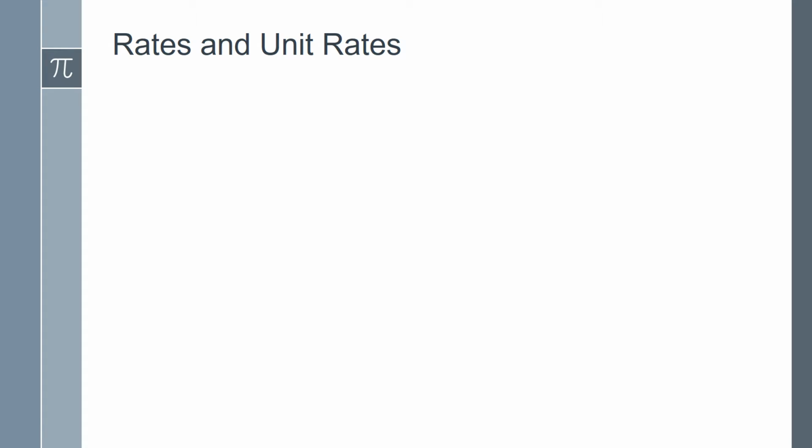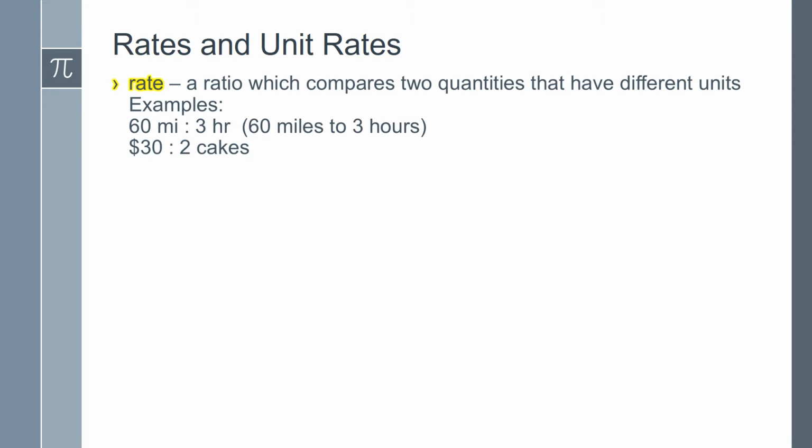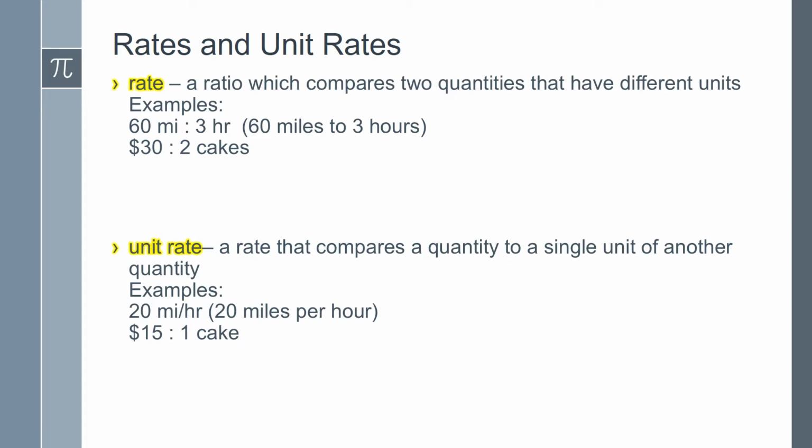Let's start by defining rates and unit rates. A rate is a ratio which compares two quantities that have different units. For example, 60 miles to 3 hours is a rate. So is $30 to 2 cakes. A unit rate is a rate that compares a quantity to a single unit of another quantity. For example, 20 miles per hour is 20 miles per 1 hour. $15 to 1 cake is also a unit rate.